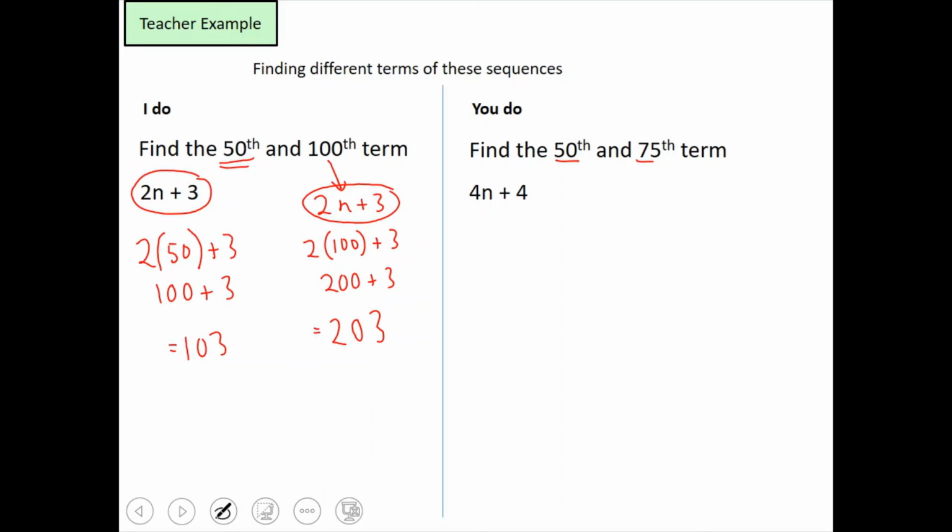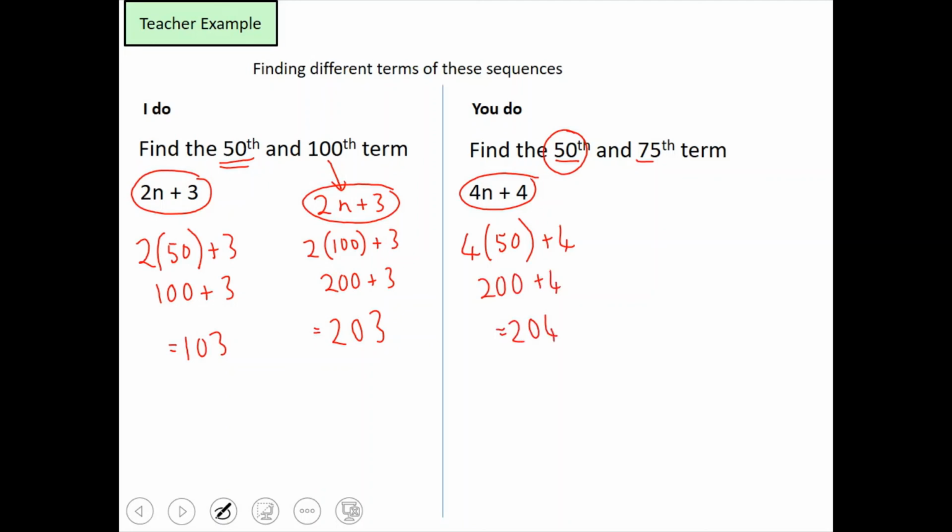Right, so we're going to be attempting this question, which says 4n plus 4. This time we're going to replace n with 50. 4 times 50 plus 4. 4 times 50 is 200, plus 4, and the answer for that one should be 204.